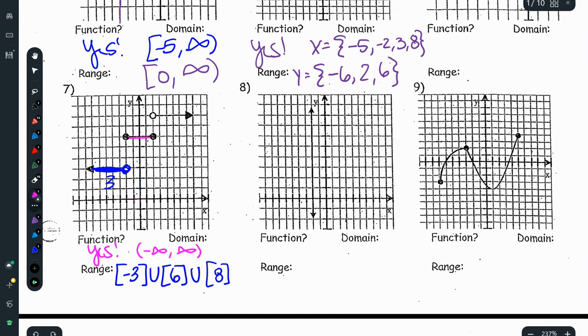And then the same thing, we have all of these, and we have the filled in points at 6. And then at 8, we have all of these ones over here that are up at 8. So even though the beginning point isn't included, everything else fills in at 8.